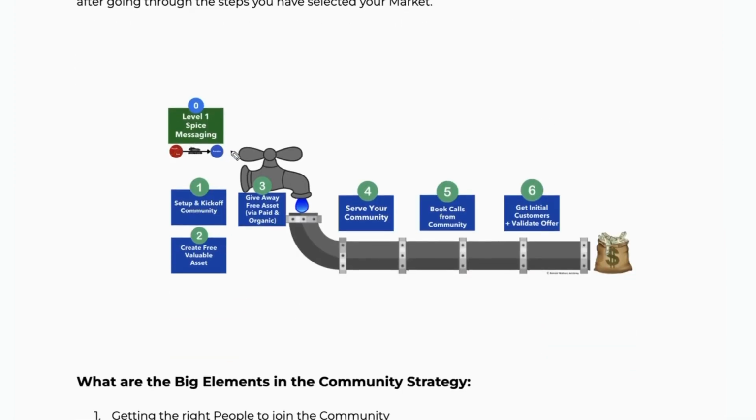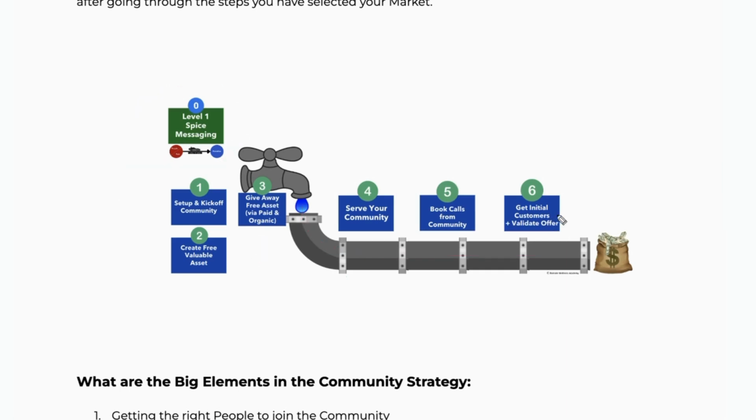So you should have already finished a level 1 spice messaging. Okay. Now we are here, which is the setup and the kickoff of your community. The next thing we're going to get into is creating your free valuable asset, which then we can give away to get leads via paid or organic traffic. And then it goes into our pipeline where we can actually serve our community, we can book calls from the community, and actually start getting paid clients from within our community as well.